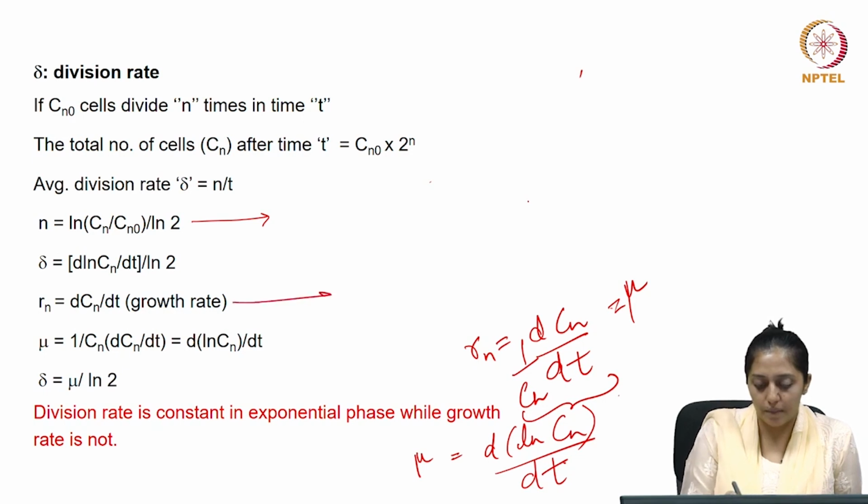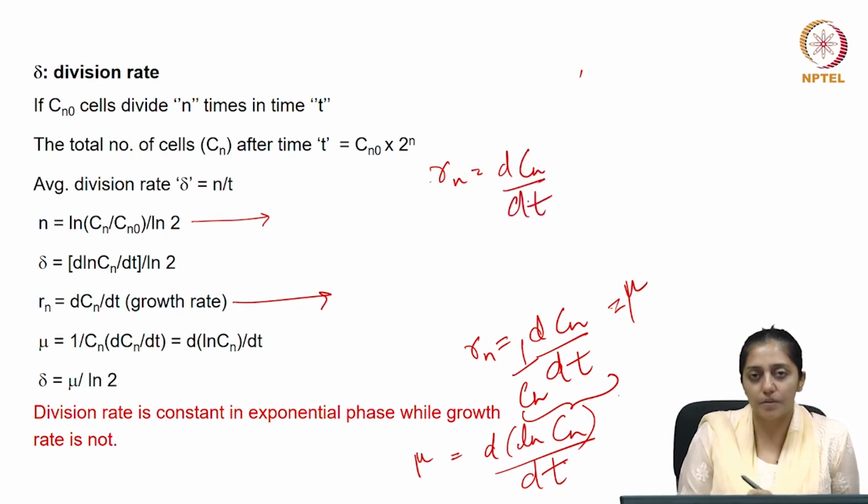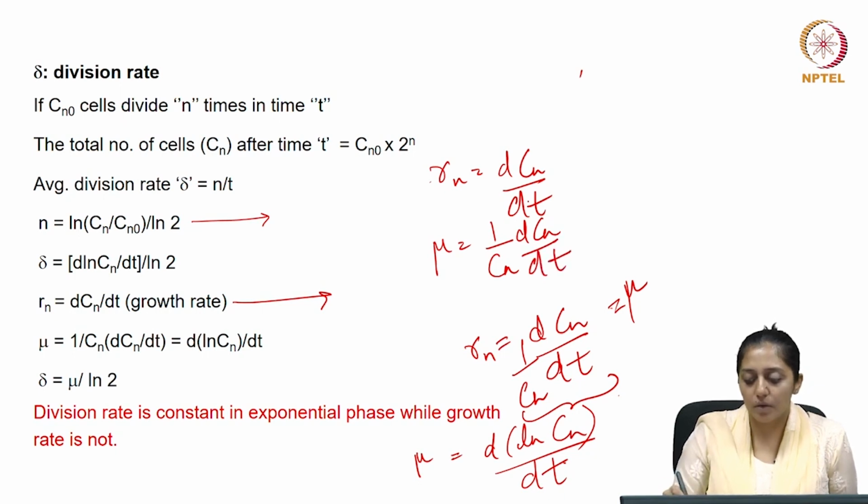So, if you see this equation, the rate of growth is dCn by dt in terms of cell number. Specific growth rate will be 1 by Cn dCn by dt. Now, this can also be written as d ln Cn by dt, isn't it? Now, do you remember what was d ln Cn by dt?